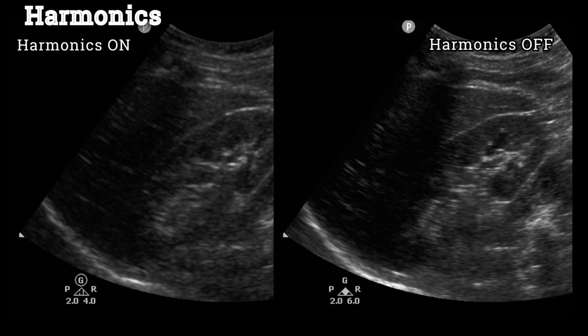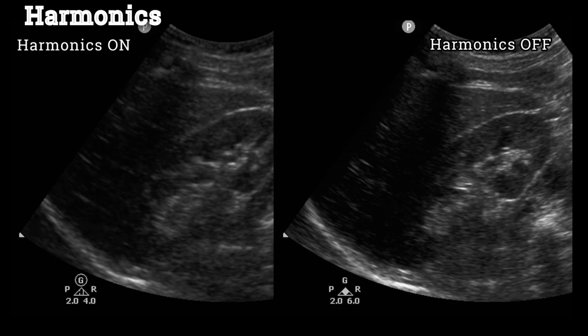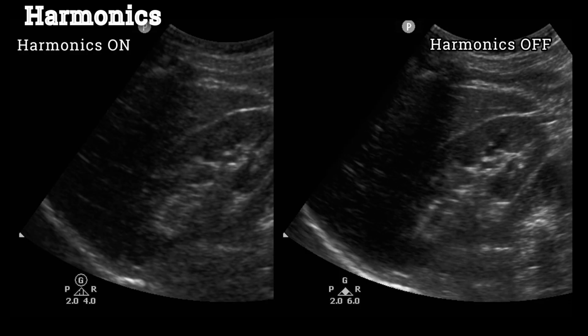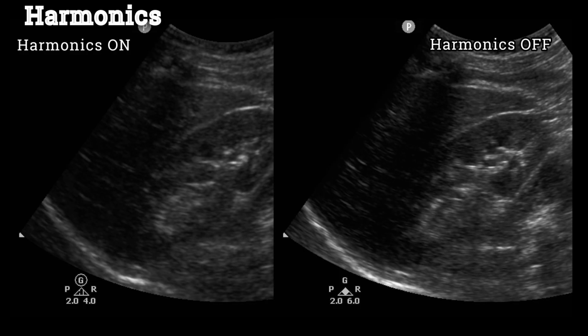Here we see comparison clips of the harmonic function on or off. We note that turning it on defaults to the general frequency. If we compare this image to the penetration frequency mode, we can see better resolution overall.